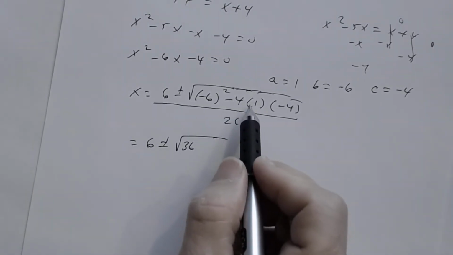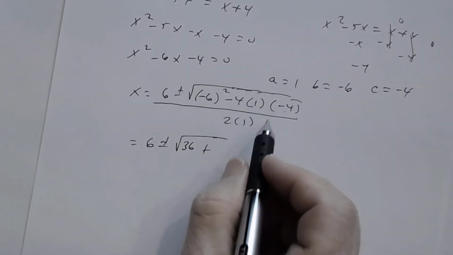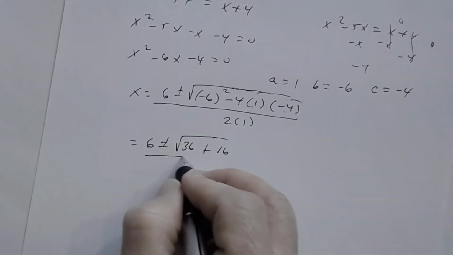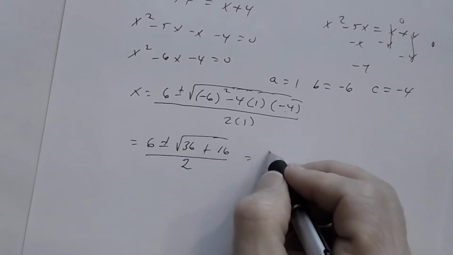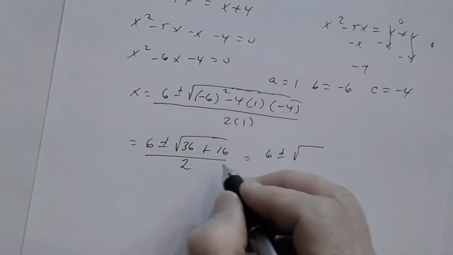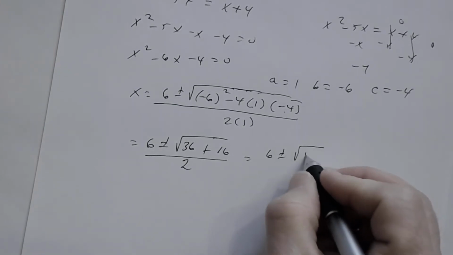Now a negative times a positive times a negative is a positive. 4 times 1 times 4 is 16, all divided by 2. So simplifying the radicand, I get 6 plus or minus the square root of 36 plus 16. Using your calculator, 36 plus 16 will give me 52.